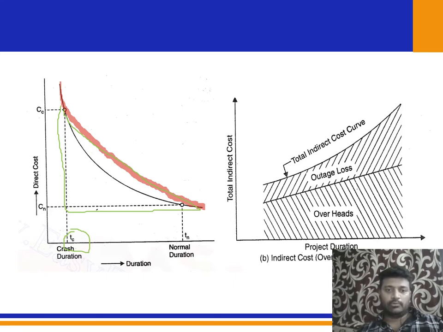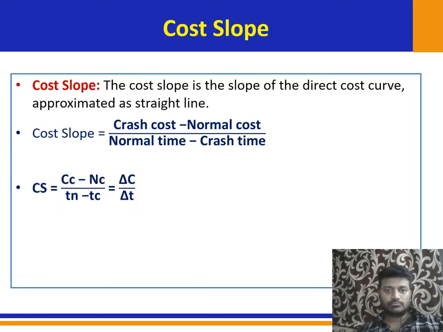Okay, so now you know what is crash cost, crash time, crash duration and normal duration, everything. So when you draw the slope, and after finding out the cost slope for this direct cost curve, you will get a formula like this: crash cost minus normal cost divided by normal time minus crash time.